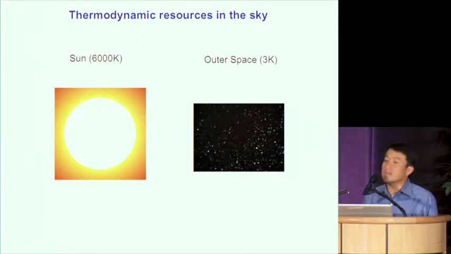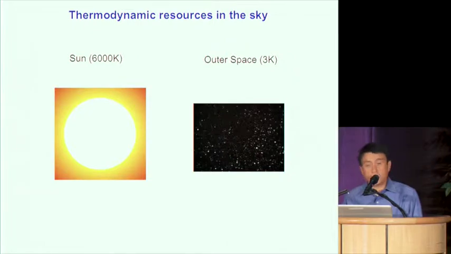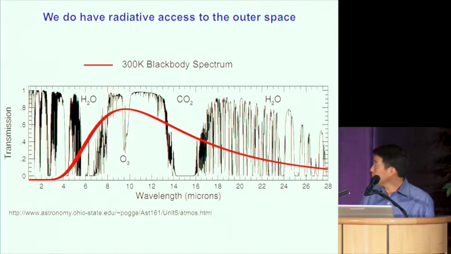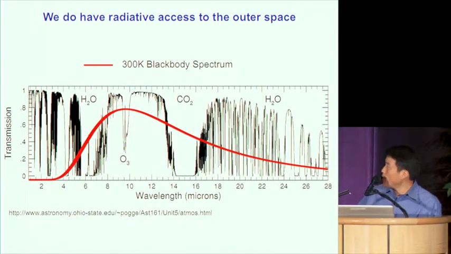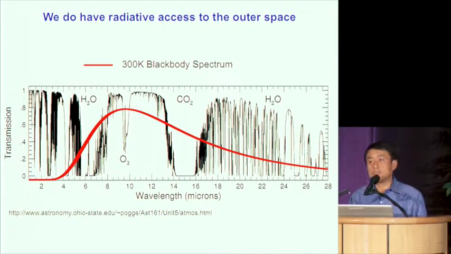So by the same token, you actually do not need to be sitting in outer space to benefit from the existence of it. The black curve here is the measured transmission spectrum of the atmosphere in Hawaii. It's a fairly complicated spectrum, but I'd like to draw your attention to the wavelength range between 8 to 13 micron. In that wavelength range, the atmosphere is very transparent.